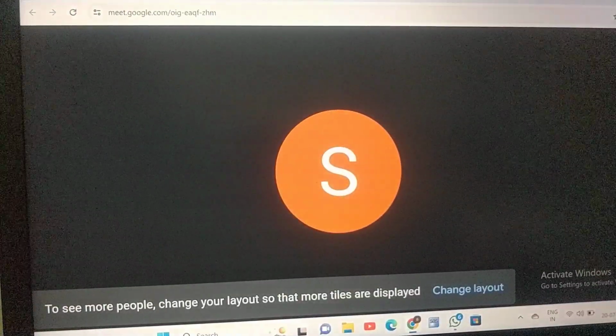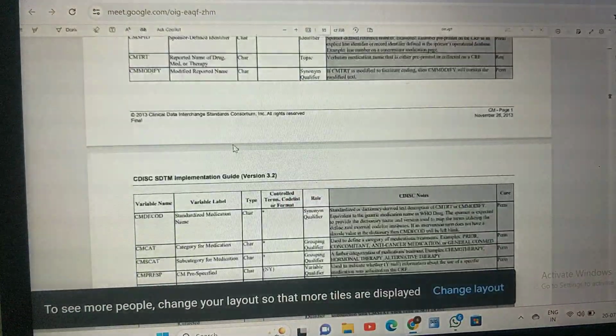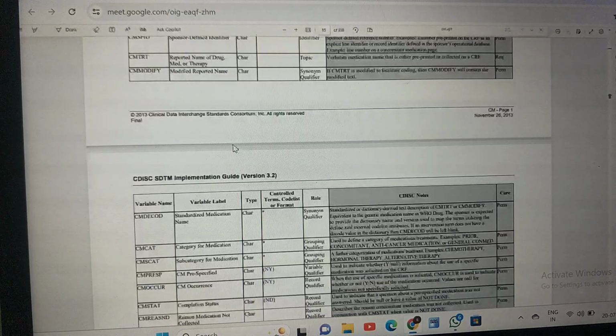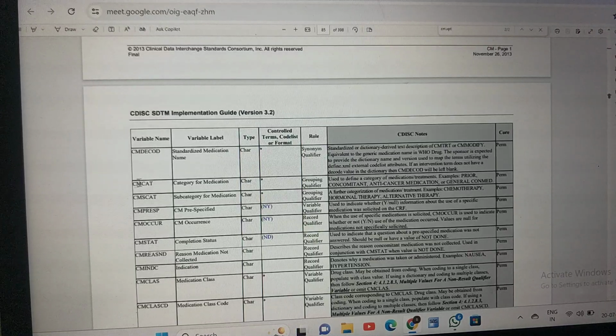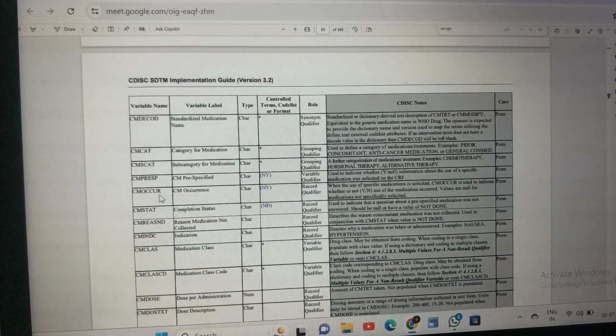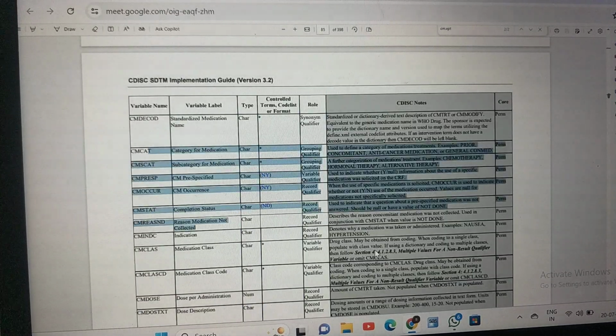For EX, EC and substance use, your variable naming convention would be more or less similar. Only instead of CM you will get EX, instead of CM you will get EC, instead of CM you will get SU. It depends, okay. So if you know the variable naming convention, it should be more or less similar.